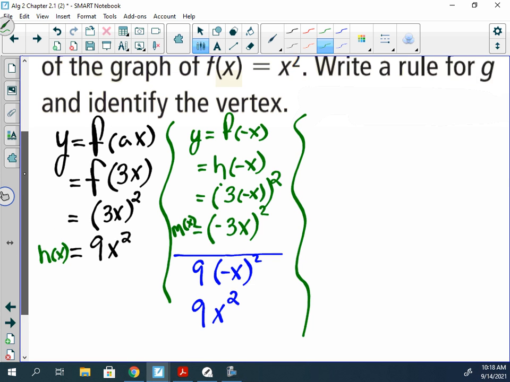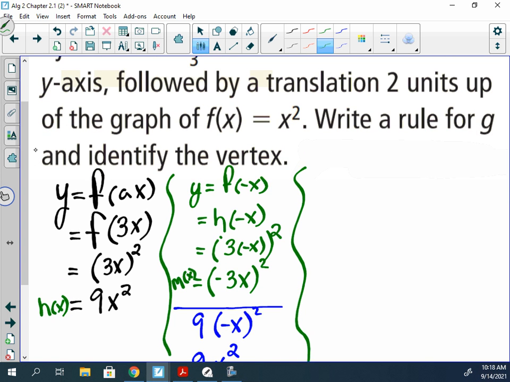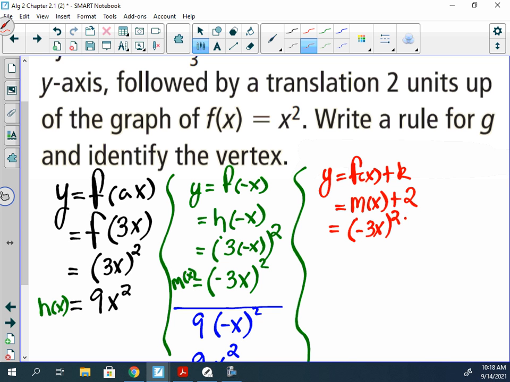What else did it want? Followed by a translation of 2 units up. y equals f of x plus k. Well, here we really have m of x, and it would be plus 2. Yes? Well, m of x is our negative 3x squared plus 2.